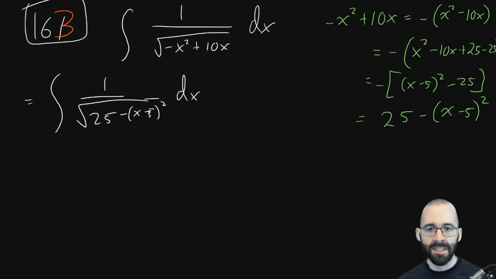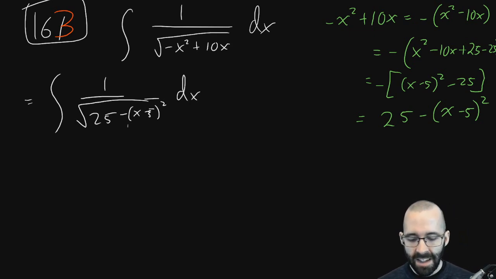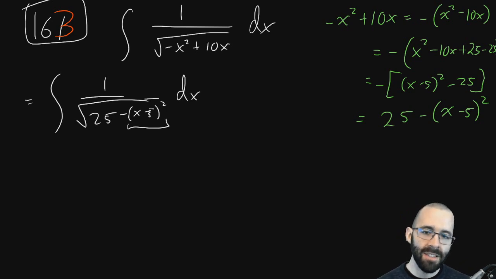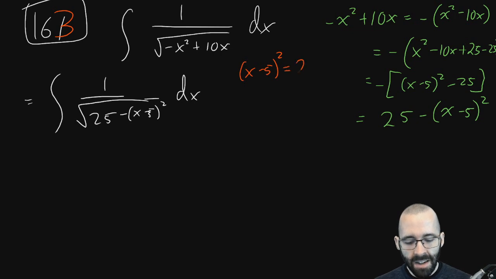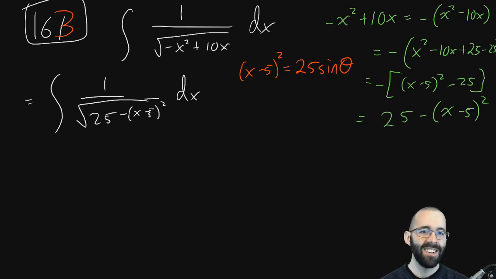So why is this completing the square useful? It's because this is basically the form 1 minus cosine squared, 1 minus sine squared, whatever you want to use. So we want x minus 5 squared. We want that to be 25 sine squared of theta, because if it were, we could do a trig sub. So what is x going to be? I got no clue.